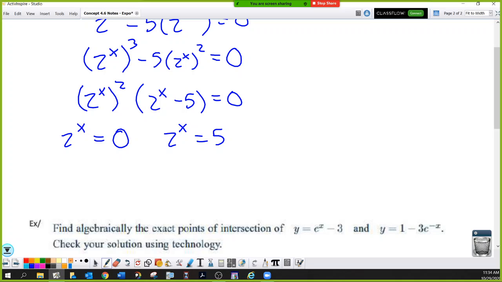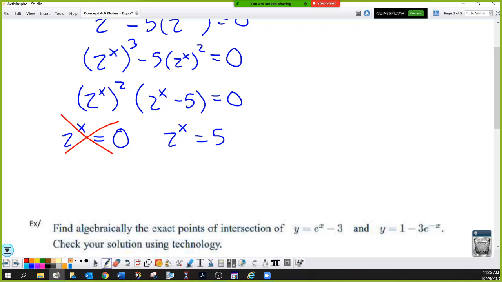So let me ask you a question. 2 to what power equals 0? Oh, good. Nobody said 0. None. This is impossible. You can't raise a number to any power and ever get 0. Unless, of course, you were raising 0 to powers. So that's not possible.